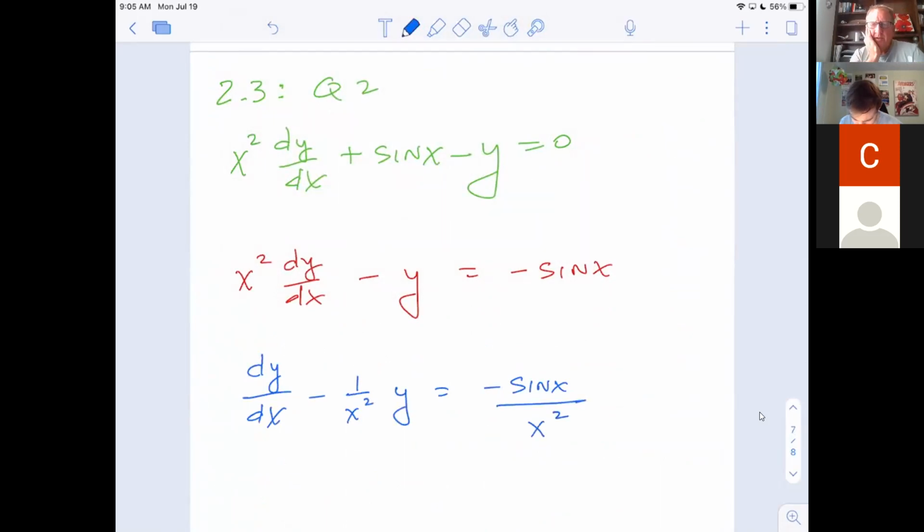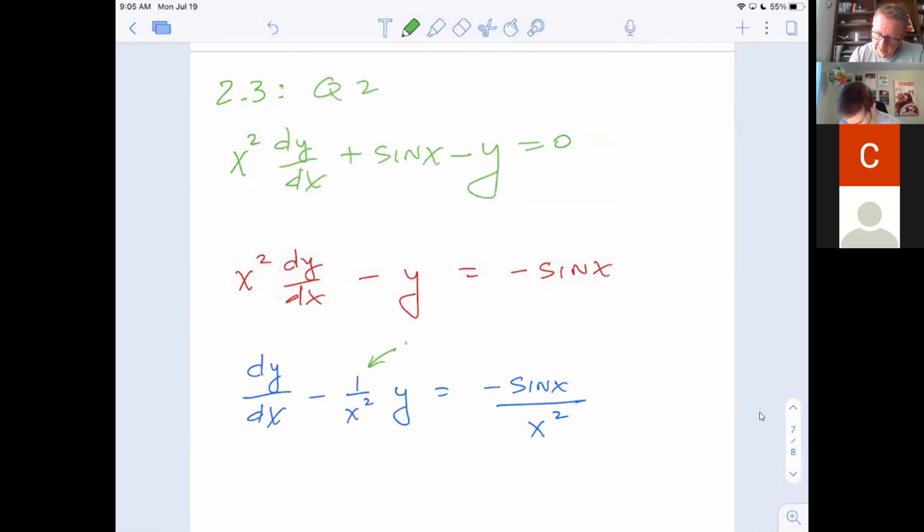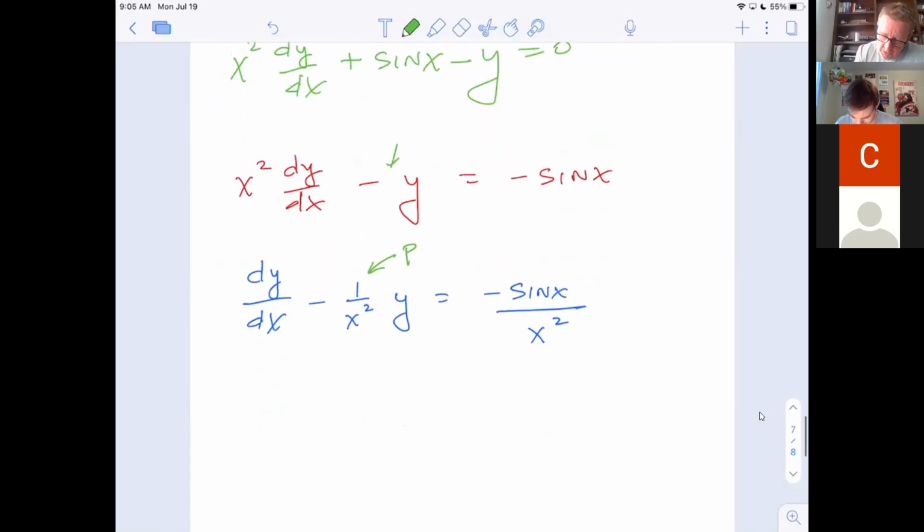Would you agree the right side is looking a little terrifying? Yes. But does it make sense? Now I can say for the first time, I know what this p function is. There it is. If I don't do that, then I look at the number in front of y and think that's p, that p is -1. Well, it's not -1, it's actually -1 over x squared. It has to be in this form to go mu hunting.